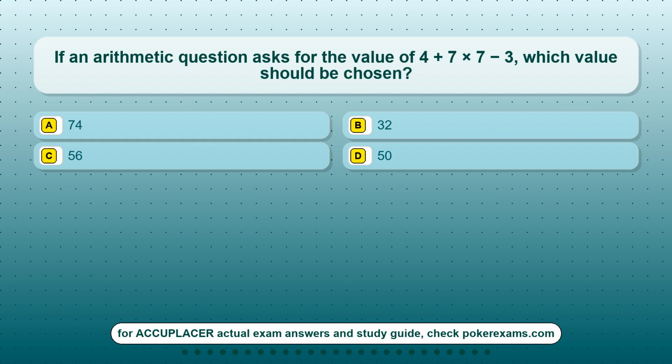Question 4. If an arithmetic question asks for the value of 4 plus 7 times 7 minus 3, which value should be chosen? Option A, 74. Option B, 32. Option C, 56. Option D, 50.